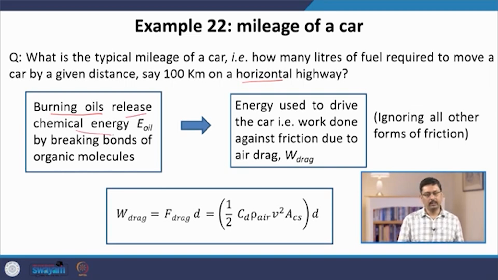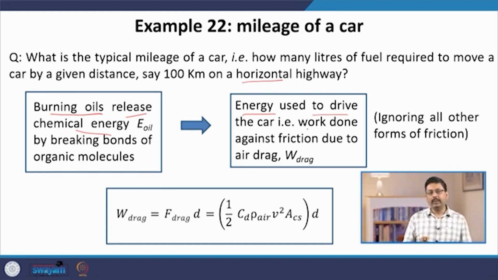So, what is happening? This oil consists of some organic molecules, and because of the chemical reaction that is going on, we are just going to assume that some bond breaking happens inside those molecules that releases energy, and this energy is used to drive the car. Now, let us understand why we need energy at all to drive a car. This is because there is friction.